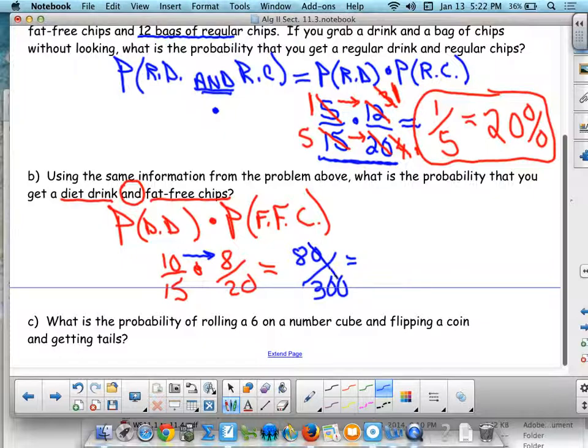The zeros do cancel. You get 8 out of 30. I can reduce it. What goes in there? 2 goes into 8 four times, and 2 goes into 30 fifteen times. I'm getting 4/15. The chance this happens is 4 out of 15, or better yet, 26.6%.